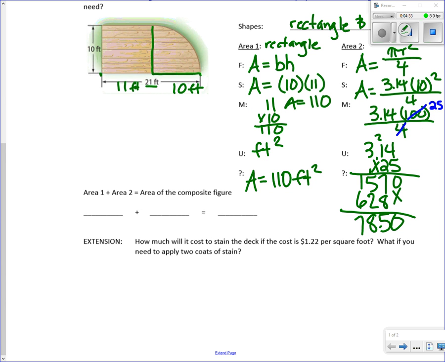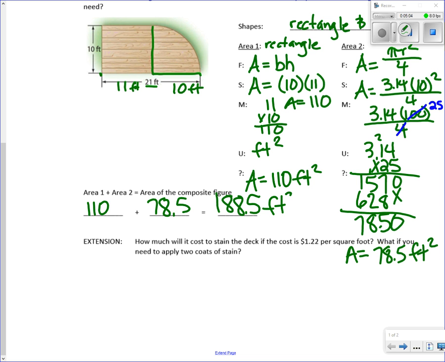So my units were feet squared. So the area of the quarter circle is 78.5 square feet. They want to know what the total area is, so we have to add that together. So we have 110 plus 78.5 equals 188.5 feet squared. So that's the total area of our deck.